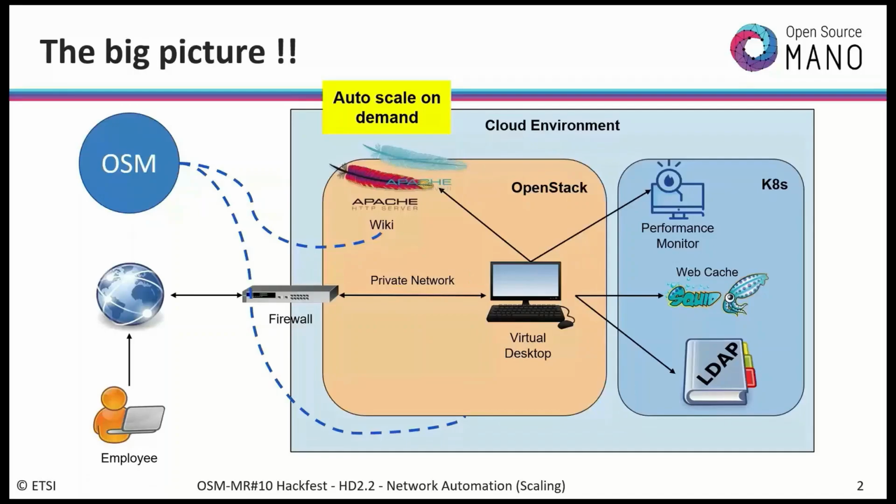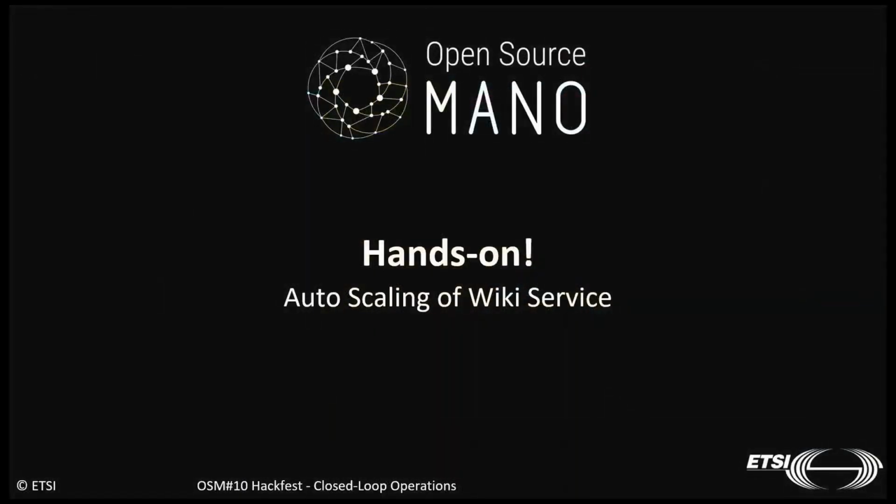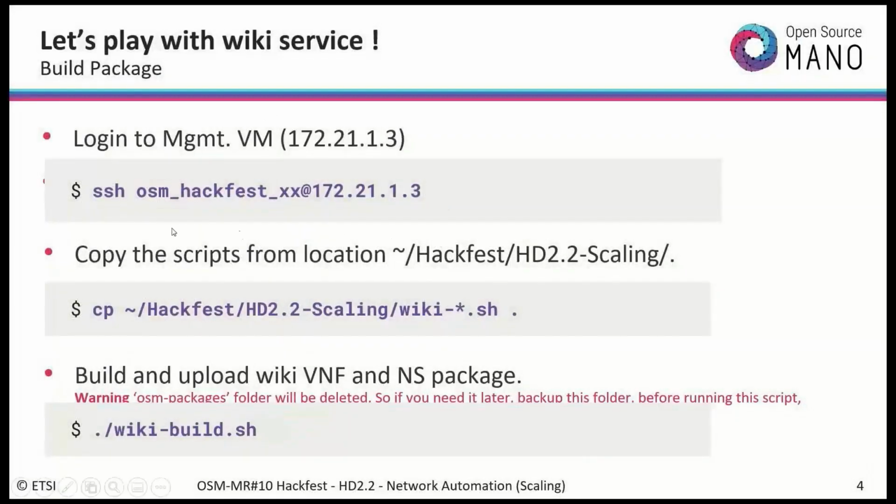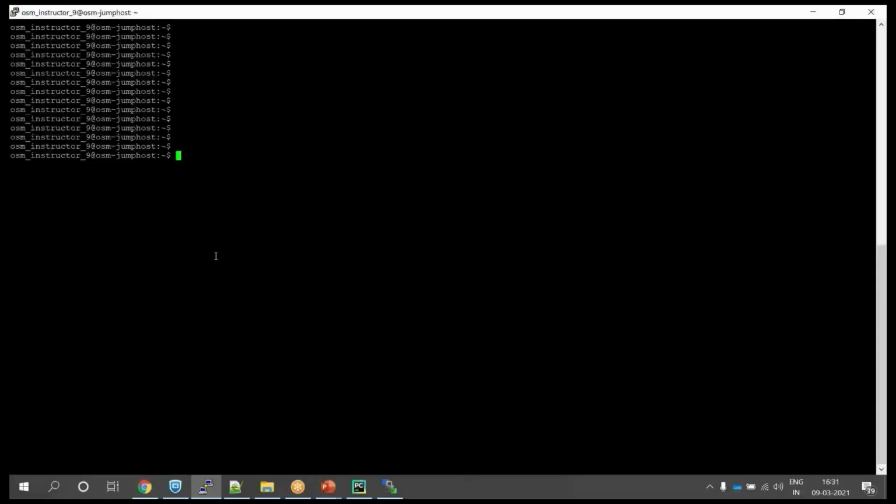Okay, so let's start with instantiating this wiki service. What we have to do is go to the management VM and first copy those scripts which will help you to create the packages and upload the packages and then instantiate the wiki service. So the first thing is to go to your management VM. I'm already there. You have to use your Hackfest credentials to get into your management VM.